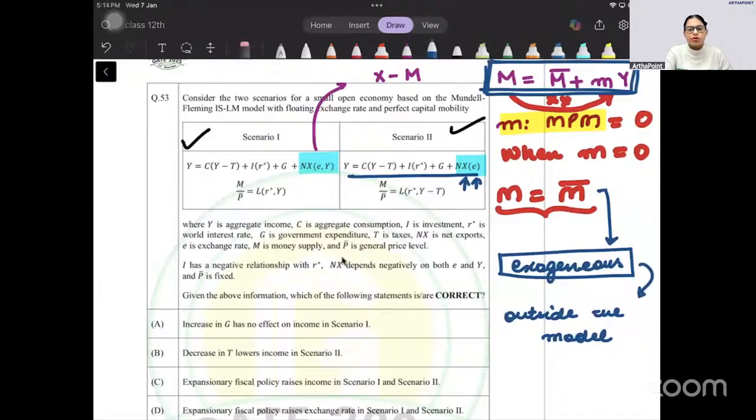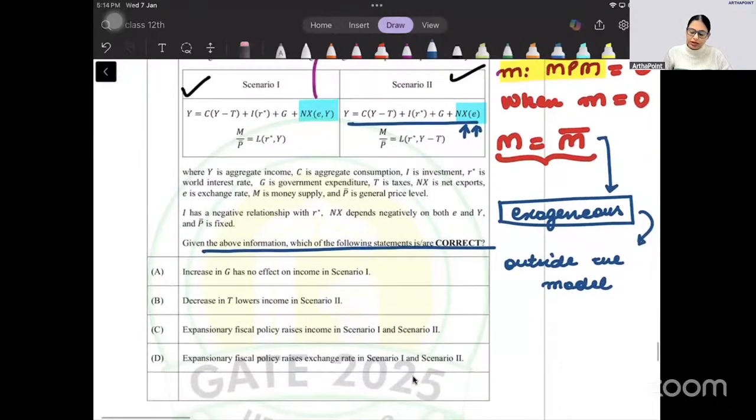Okay, let's look into it. So the question goes ahead and says, given the above information, which of the following statements is correct? Increase in G has no effect on income in scenario 1. Is it a true statement? You have to tell which of the following statements is correct. Go ahead, tell me if it is true or false. Anyone?